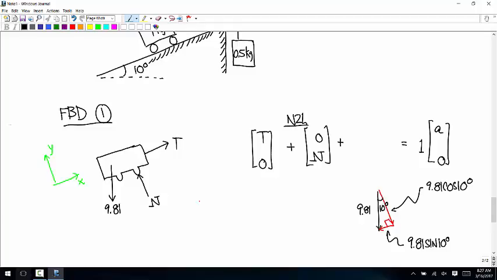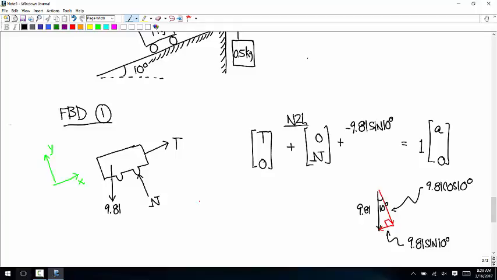So this one is in the negative y direction. So the y component is negative 9.81 times the cosine of 10. This one is in the negative x direction. So the x component is negative 9.81 times the sine of 10.